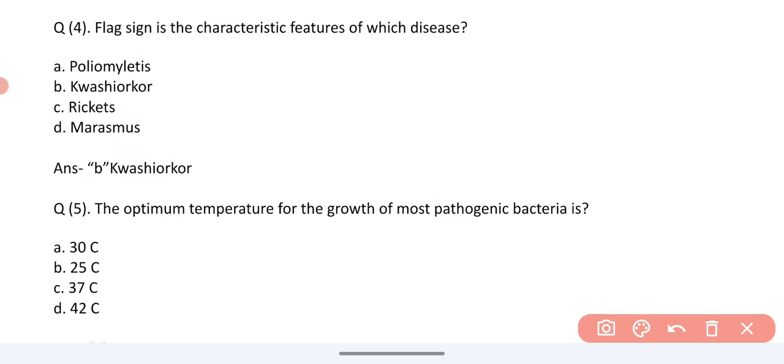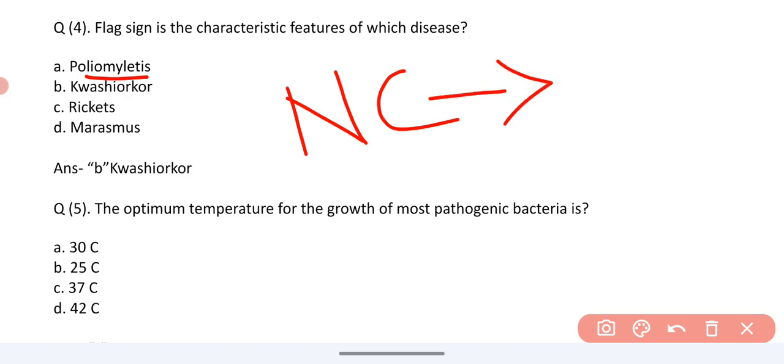And the last one is poliomyelitis. See, poliomyelitis mostly affects children under 5. That is the first key point, a very important point. And the second one is that it damages the nerve cells. Which cells? Nerve cells. Afterwards, by damaging the nerve cells, it will cause what?